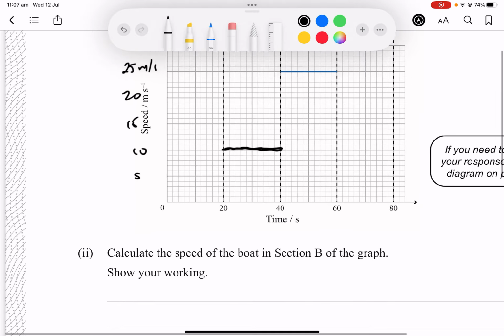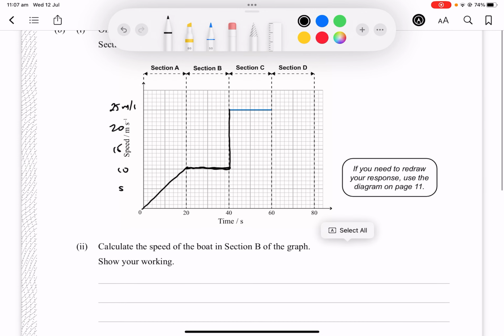For section A, we're going to be assuming that we have a constant acceleration to 10 meters per second. And we just join the graphs here. Then for section D, we know that the boat is now stationary, so it has a speed of 0. So the speed in section D would be 0 meters per second. So that's what our graph should look like.